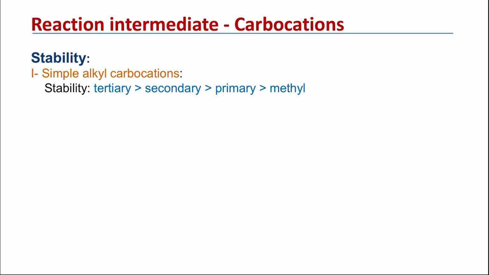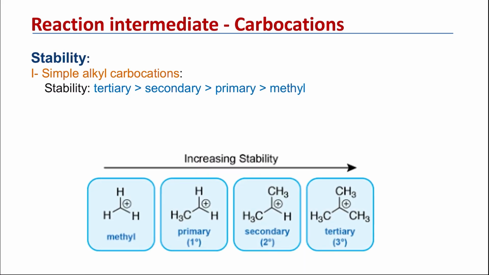The simple alkyl carbocations are those which only have carbons and hydrogens directly attached to the carbon. We know that there are four different types of carbocation. There is the methyl carbocation, which is the carbon which has three hydrogens attached to it with the positive charge. We have the primary one, which has only one R group, the secondary, which has two R groups, and then the tertiary, which has three R groups attached to it. The stability will increase from the methyl to the primary to the secondary to the tertiary.